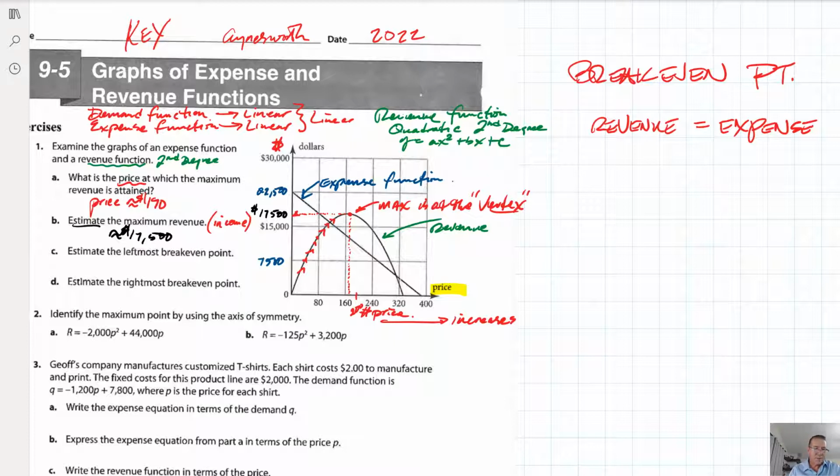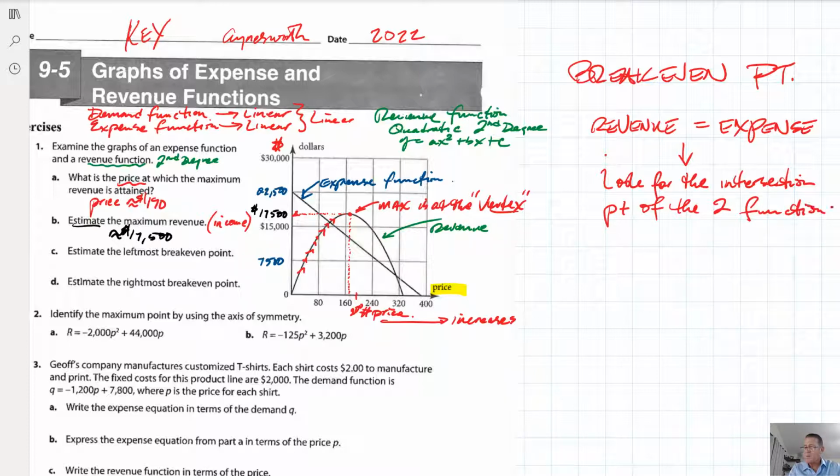So when revenue equals expense, that means you look for the intersection point of the two curves. The intersection point of the two functions. Okay, so let's do that. That's how you do it graphically.